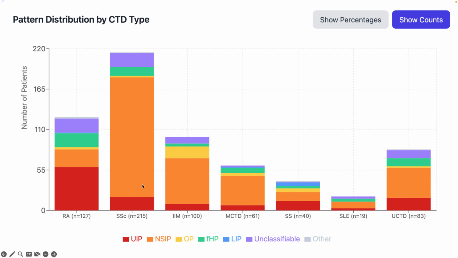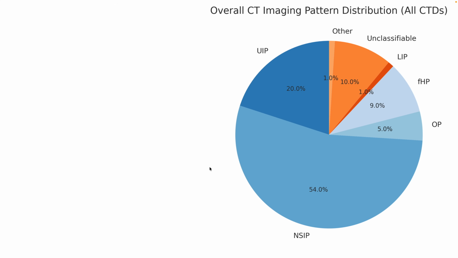But nevertheless, I think we get a sense that NSIP is the commonest pattern across the board, except in RA where the UIP pattern is common. And then we get all these other different patterns, including the unclassifiable pattern, which is actually not uncommon. And they don't use the mixed patterns here, for obvious reasons. So the dominant pattern is used here.